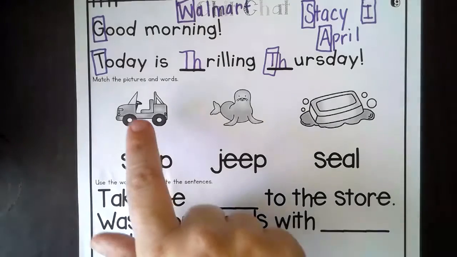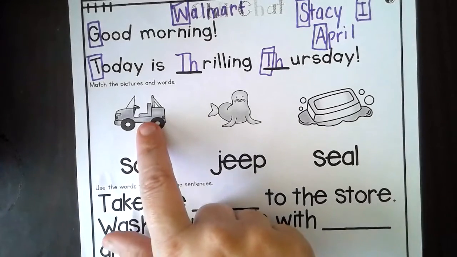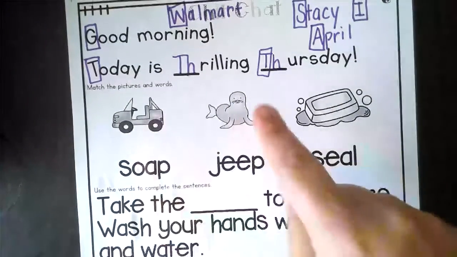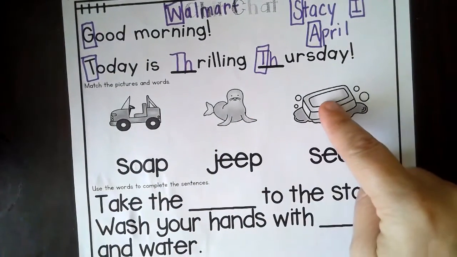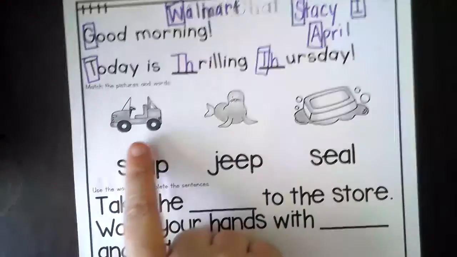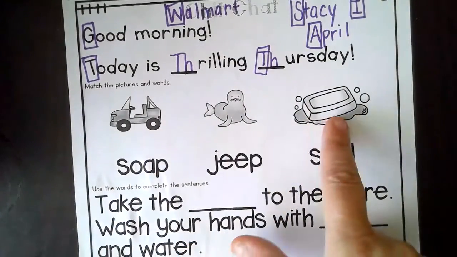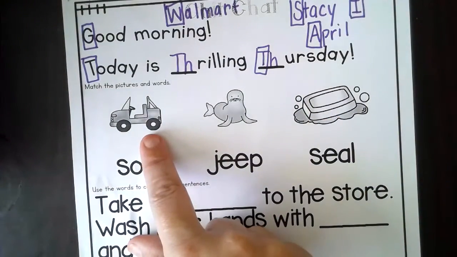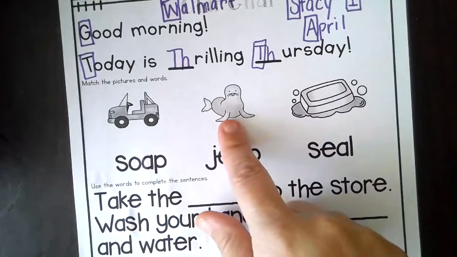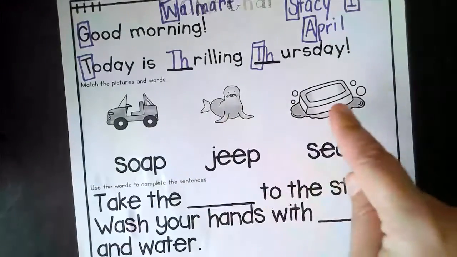Let's take a look at these pictures here. Match the pictures and the words. Here's a Jeep, a seal, and some soap. Say the words Jeep, seal, soap. Ready? Jeep, seal, soap.